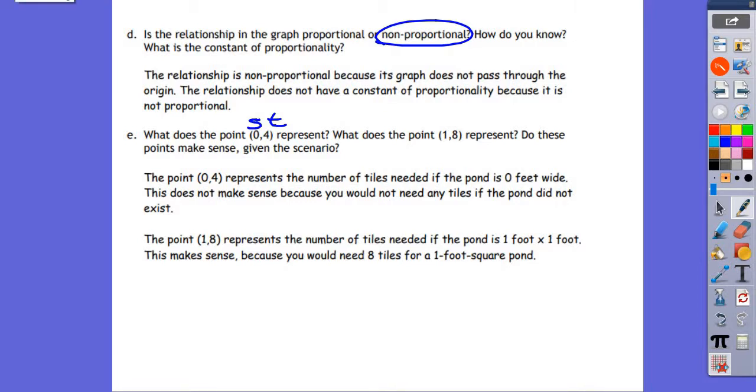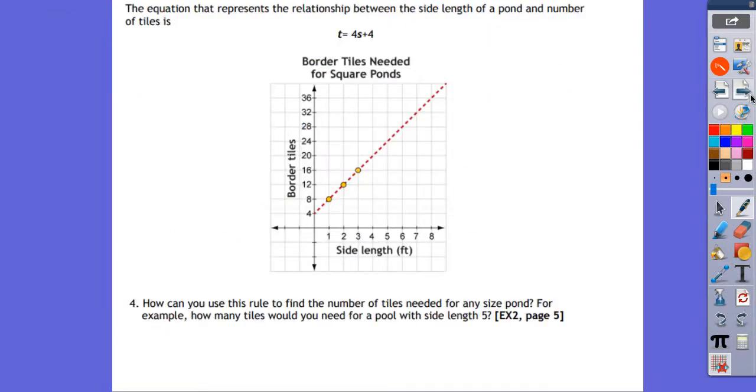Okay, moving on to question 4. It's using the same information, and question 4 says, how can you use this rule? Our rule is t equals 4s plus 4. How can you use that to find the number of tiles needed for any size pond? For example, how many tiles would you need for a pool with a side length 5? I don't know why they said pool, because it's a pond.